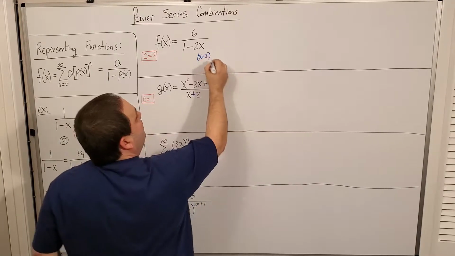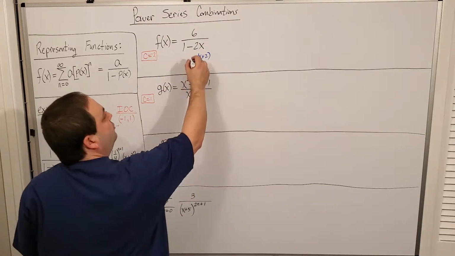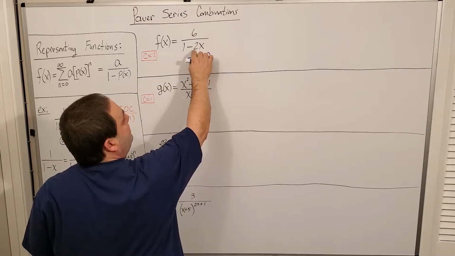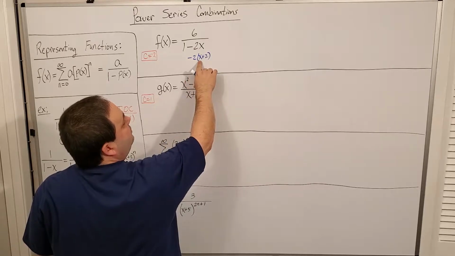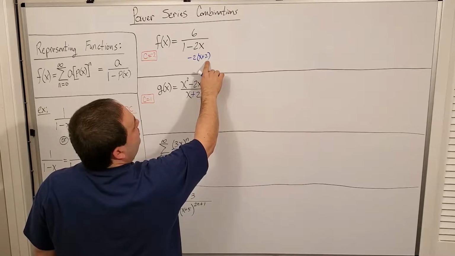x plus 2 there. Well, I know that there's going to be a subtraction of 2 on the outside of that because I can't take that away from the x. It still has to be -2x. But I want my center to be -2, so I have x plus 2.